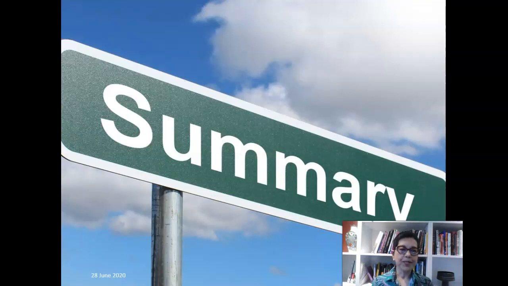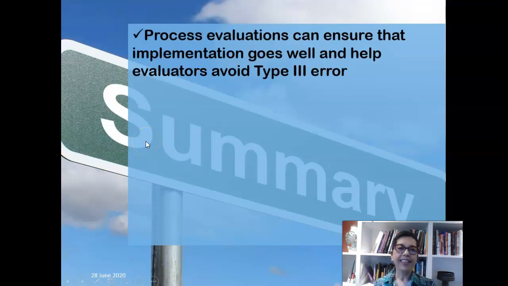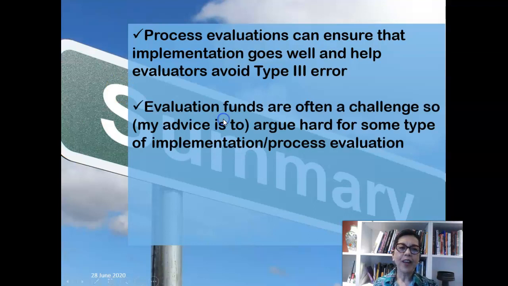Okay, so we're at the summary then. Process evaluation can ensure that implementation goes well and helps evaluators avoid that type 3 error, right? We want to make sure that what we're evaluating was actually implemented. So evaluation funds can be a challenge. Often we can't evaluate everything that we want to.